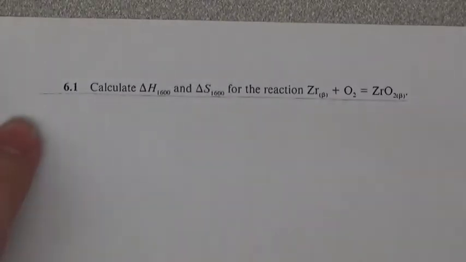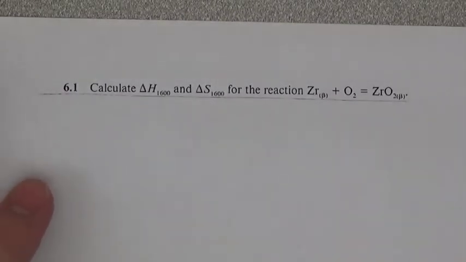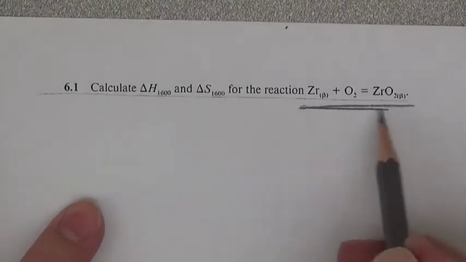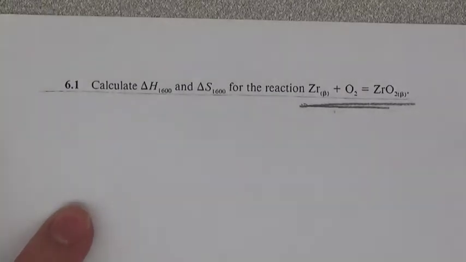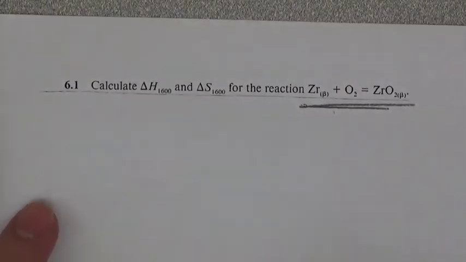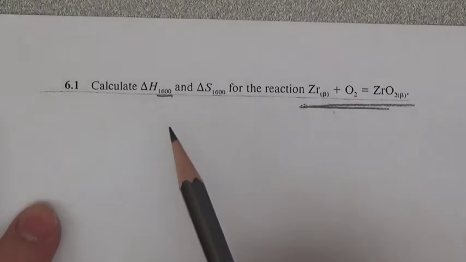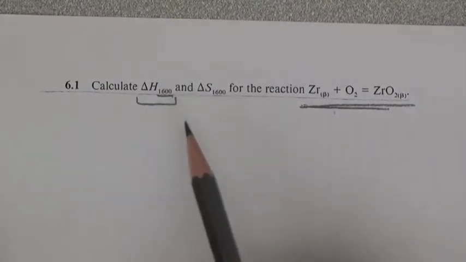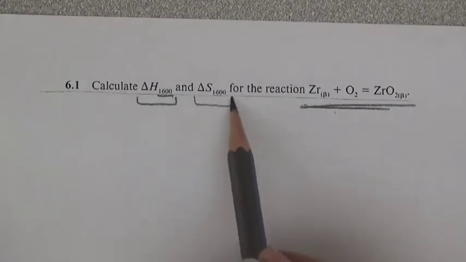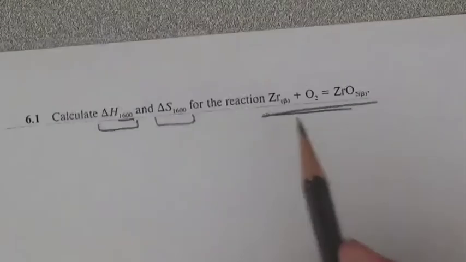This is going to be problem 1.6 from the textbook, and basically we want to consider this chemical reaction forming zirconia, beta zirconia at 1600 K, and we want to calculate the change in enthalpy and entropy for this reaction to occur.